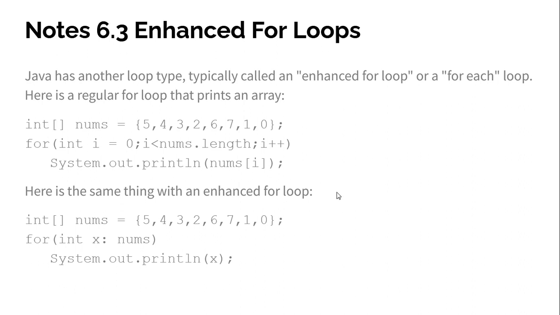So let's look at what's different. Up here, we have this declaration. It says int i equals 0, i less than nums.length, i plus plus. There's three parts to the declaration line. Down here, we're just saying int x colon nums, and then we're printing this variable x.